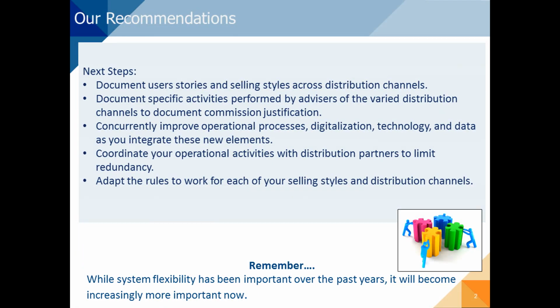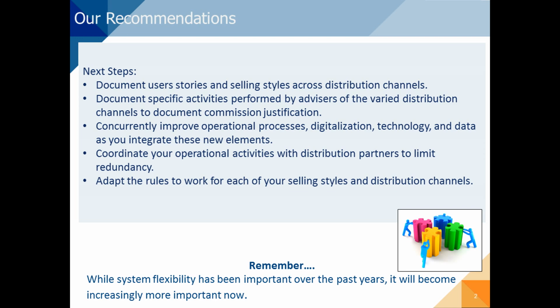So what does this mean for companies? What should they be doing to overcome all these elements? Yeah, so really they could be doing things right now, and some companies are. We're certainly seeing that across the industry. Documenting the user stories and selling styles across their distribution channels is one thing. So when the new rules come in, they know exactly where the impacts are going to be and whose processes are going to change. The second is to document activities performed by advisors to capture the value of what they provide so that it's commensurate with the commissions that are being paid.